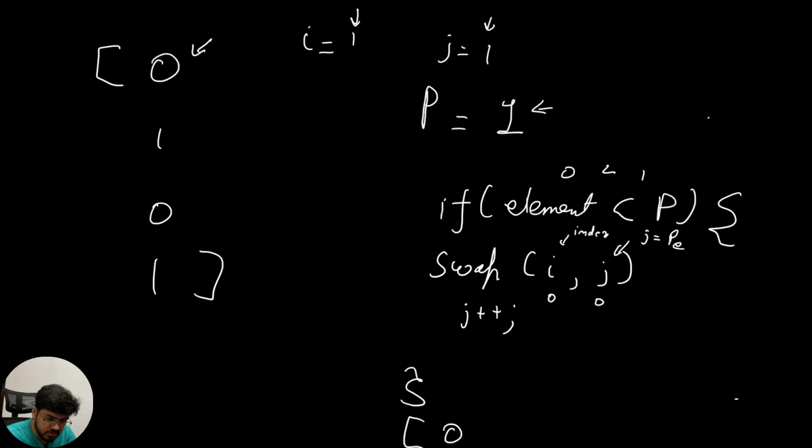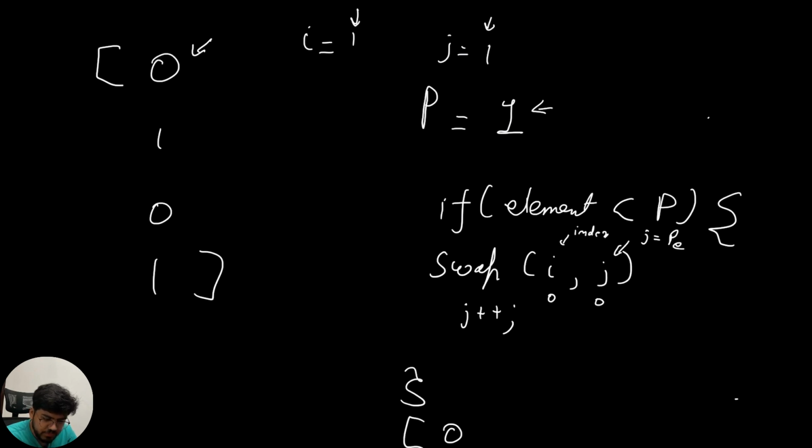Now we will check the element in the first index, what it is. It's 1. Now we will check if 1 is less than 1. Is 1 less than 1? No. So we will move to another loop. It will iterate again.